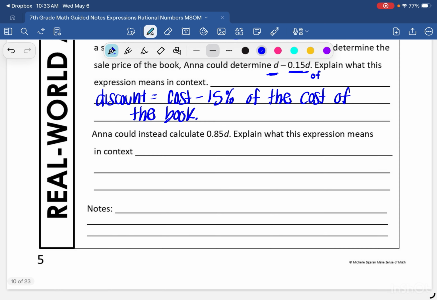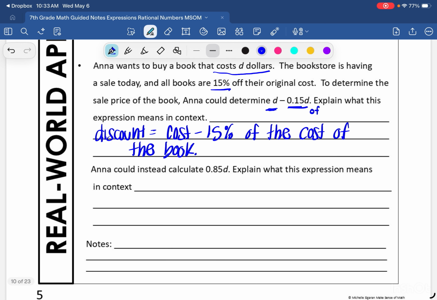Anna could instead calculate 85/100 D. Explain what this expression means in context. So if we look at this, it's saying instead I could calculate 85% of the cost of the book. That's what this number right here means, 85/100 of the book. Why is that the same as this right here? The cost minus 15%. So if the cost is 100% and I am taking away 15%, that's going to give me 85%. So what she pays is 85% of the book cost.